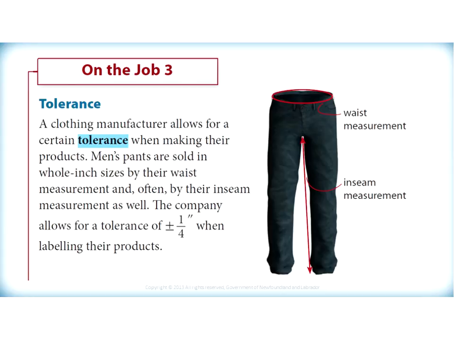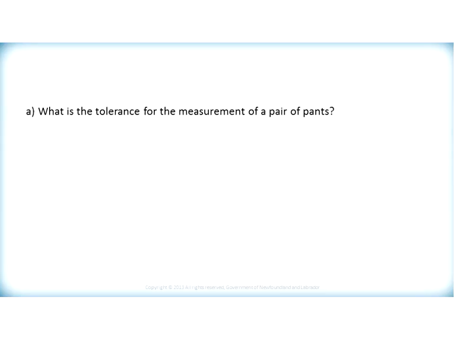So we're going to use this concept now in a problem. A clothing manufacturer allows for a certain tolerance when making their products. Men's pants are sold in whole inch sizes by their waist measurement, and often by their inseam measurement as well. The company allows for a tolerance of plus or minus 1/4 inches when labeling their products. So the first question is, what is the tolerance for the measurement of a pair of pants?